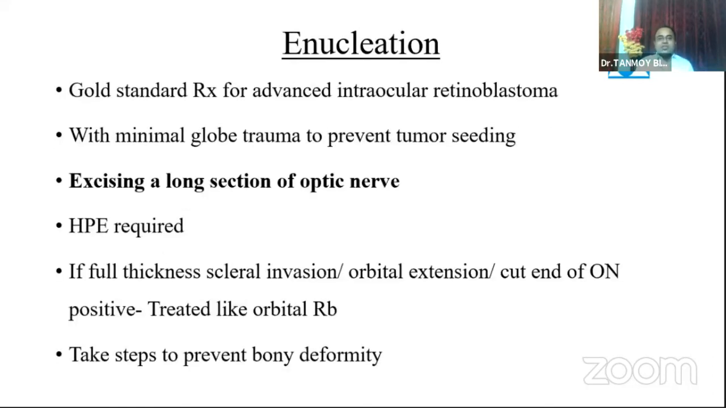So enucleation is one of the gold standard therapies for advanced intraocular retinoblastoma. We have to cause minimal globe trauma while removing it, and take a long optic nerve section for histopathological examination, which, if it shows scleral invasion, orbital extension, or involvement of the optic nerve, we should treat like orbital retinoblastoma. We have to take steps to prevent bony deformity in the form of orbital implants, along with the oculoplastic surgeon, so that when the child grows up, the orbit is not really a contracted socket.